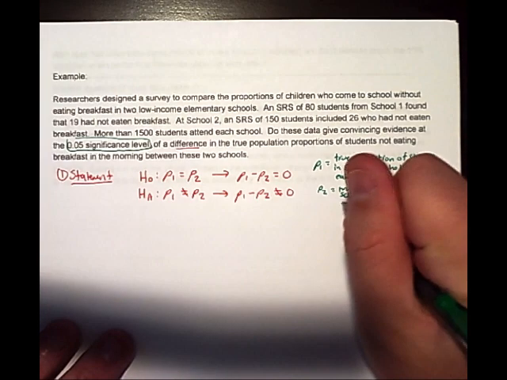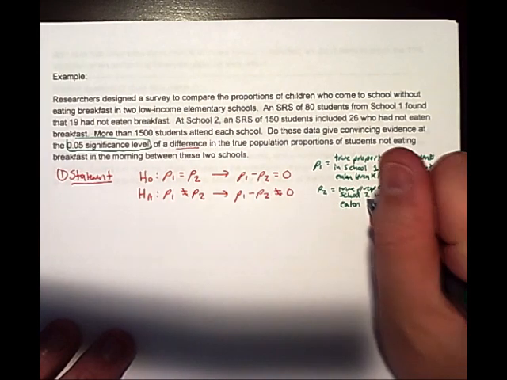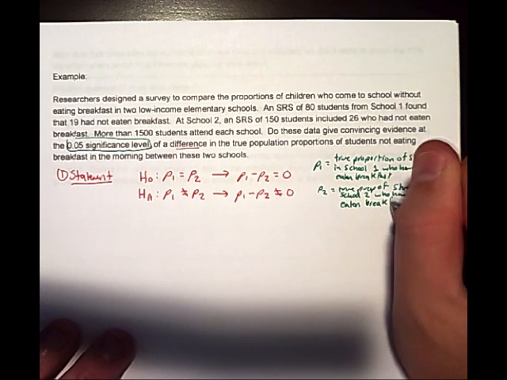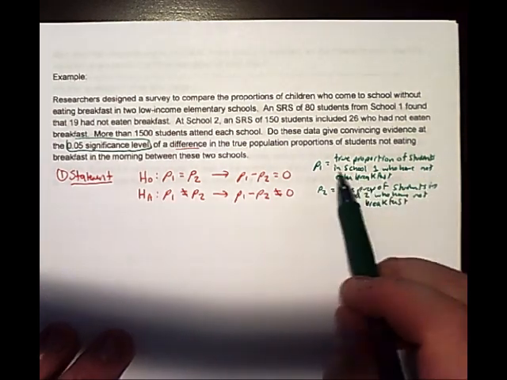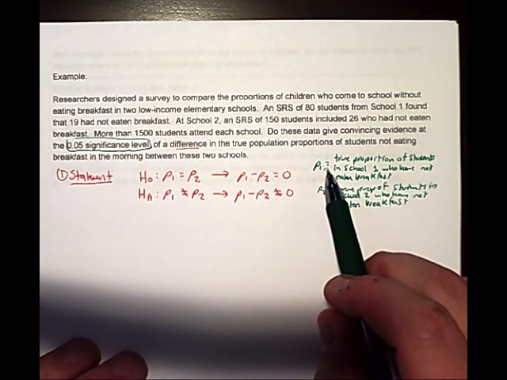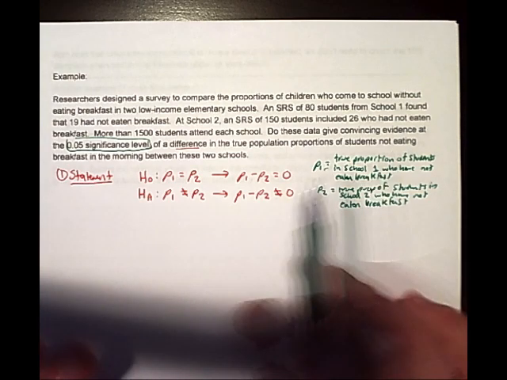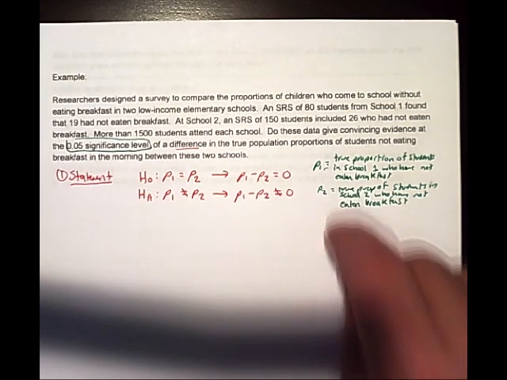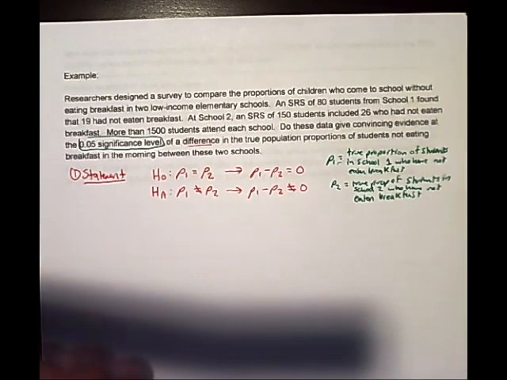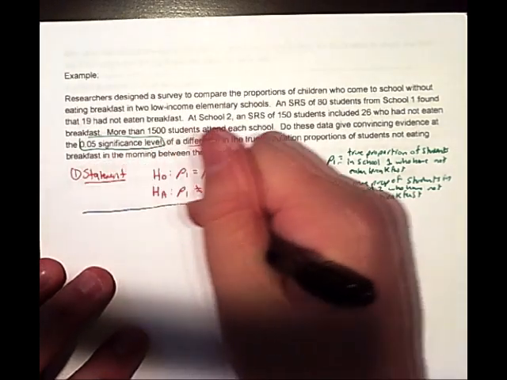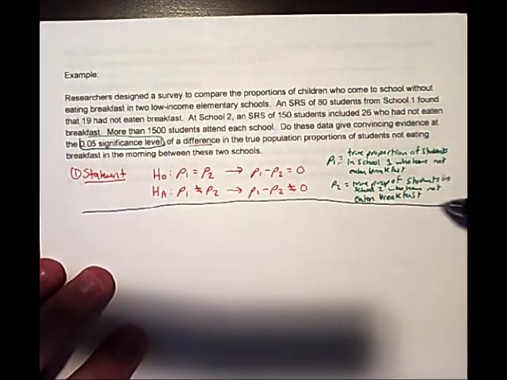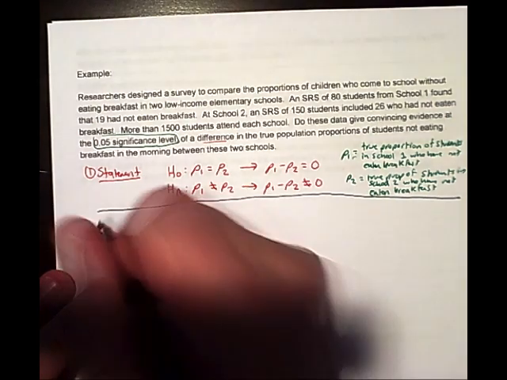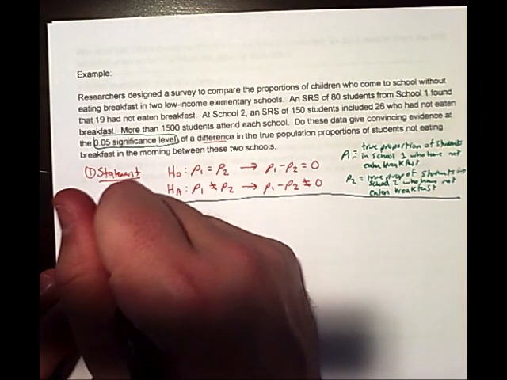It's important to define what your parameters represent. Because as soon as I tell them that p1 represents a proportion in School 1, I don't have to keep referring to what n1 would mean or what n2 would mean. They're going to know that just from that alone. All right, so that's your statement. Step 2 are your conditions.